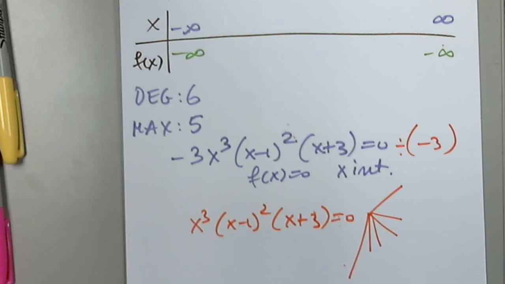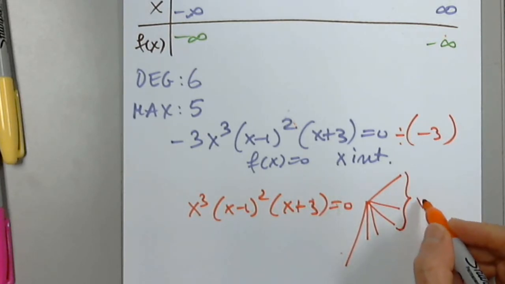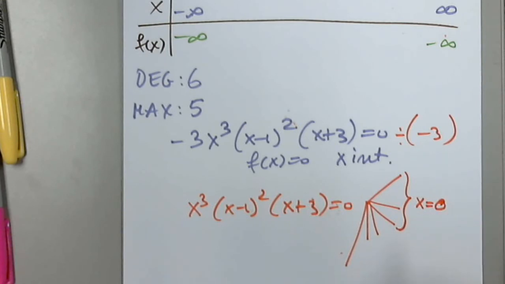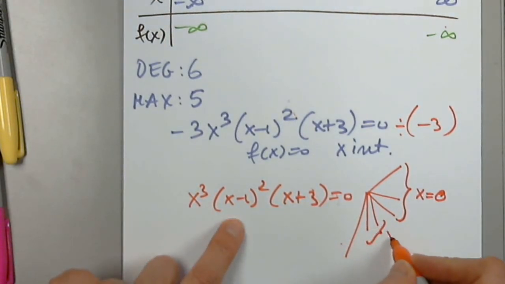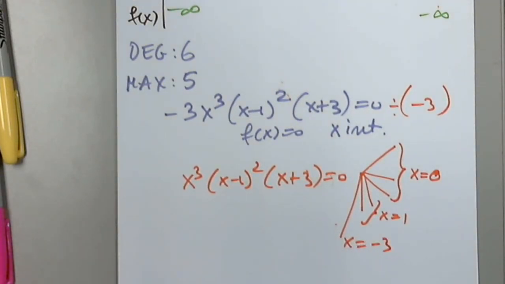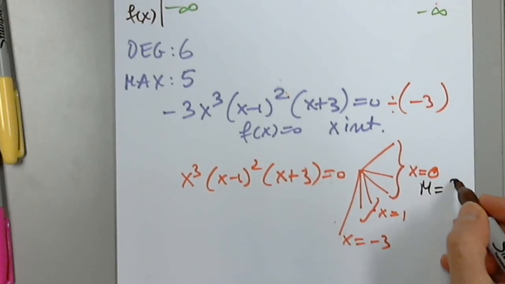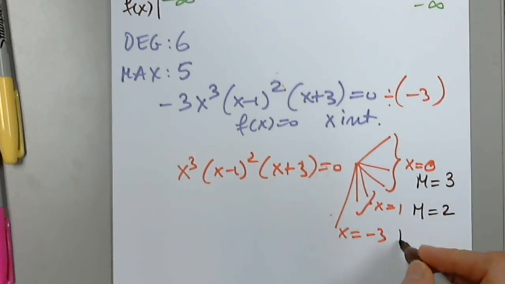And the solutions are? 3 of them, x equals 0? Yeah. Very good. Indeed. 2 of them are x equals 1. And the other is negative 3. Very good. What is the multiplicity of 0? 3. Very good. What is the multiplicity of 1? 2. And what is the multiplicity of negative 3?